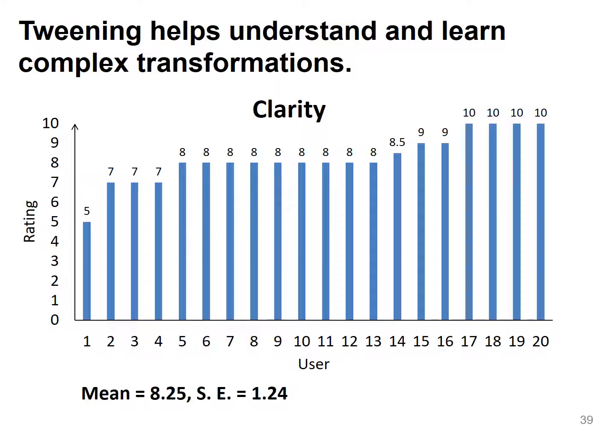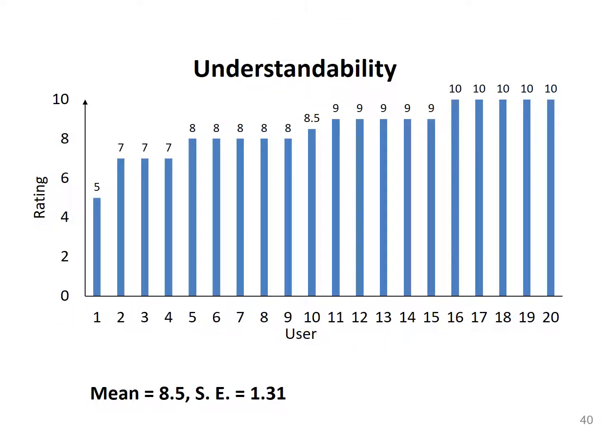Both these attributes were scored between 0 to 10. So this is the clarity chart. On the x-axis, you have the 20 users. On the y-axis, you have the rating from 0 to 10. You can see most of the users rated the tweening sequences for clarity more than 8, with the mean being 8.25. And on this understandability chart, you can see most of the users rated the tweening sequence again more than 8, with the mean being 8.5.